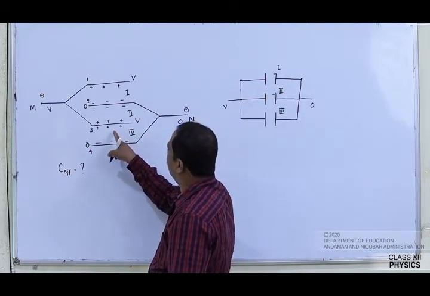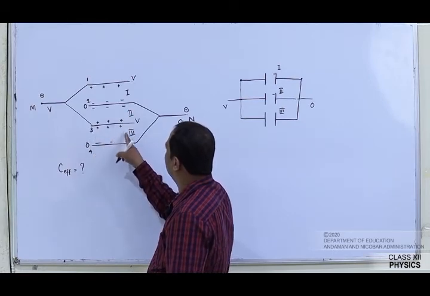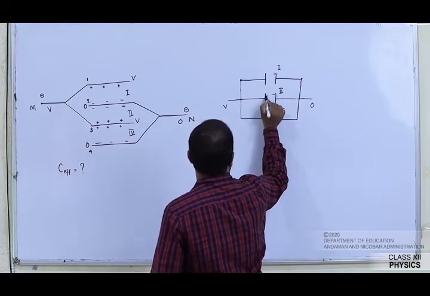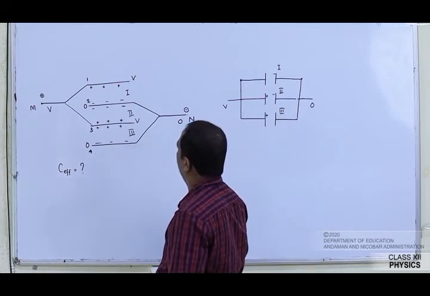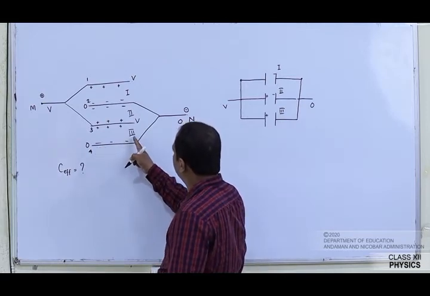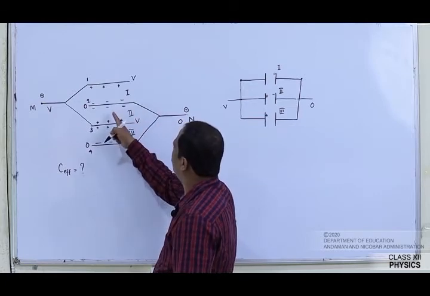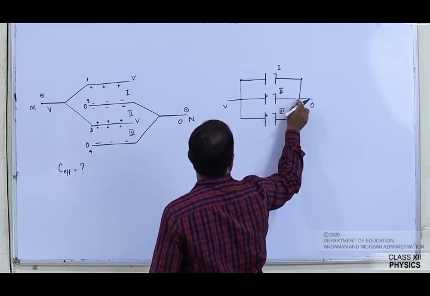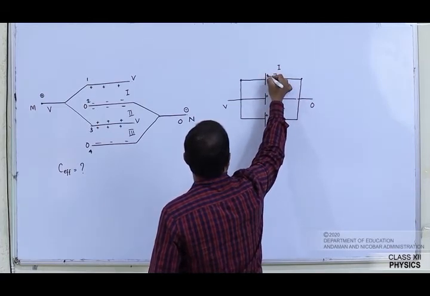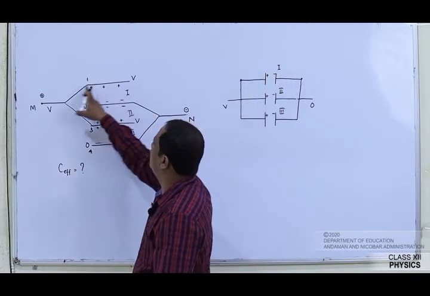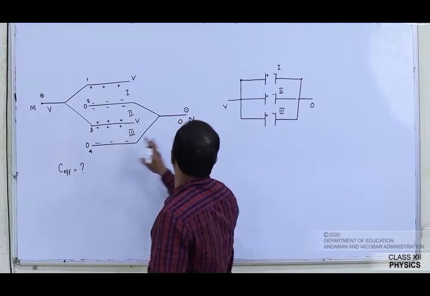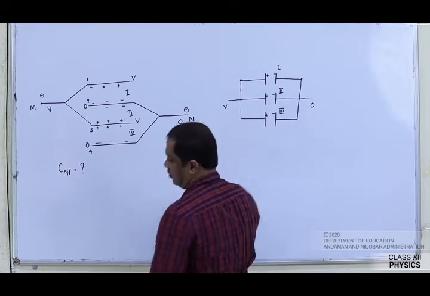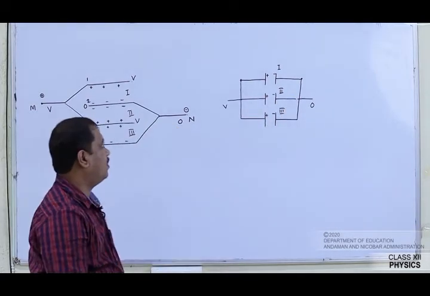Similarly, if I see here second capacitor and third capacitor, see positive plates are connected together. Negative plate 4, that is third capacitor, negative plate is connected to negative of second capacitor. So negative plate of third capacitor is connected to negative of second capacitor, and positive of first capacitor is connected to positive plate of second and third capacitor. So 3 capacitors are connected in parallel.